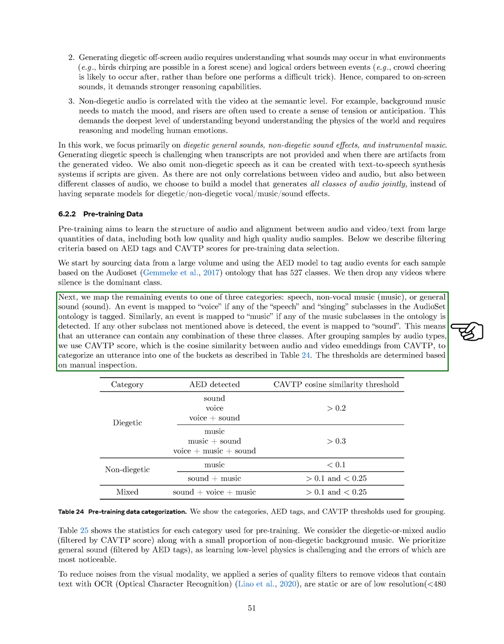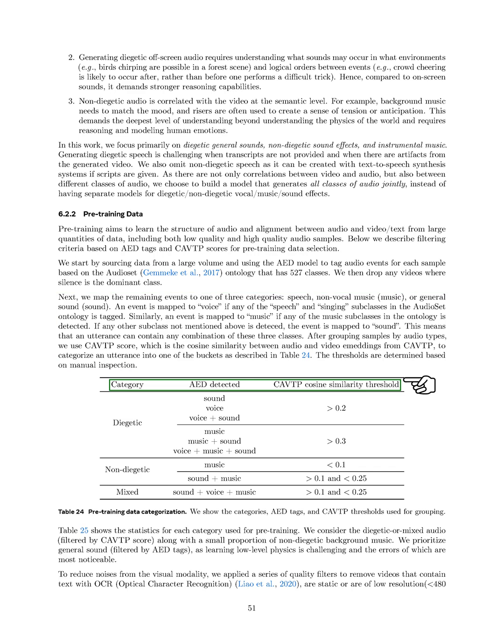After organizing the samples by audio type, we use the CAVTP score, which measures the similarity between audio and video embeddings, to further classify the utterances. We set thresholds based on manual checks. We focus on diegetic or mixed audio, filtered by CAVTP scores, along with a small amount of non-diegetic background music. We prioritize general sound, as learning low-level audio physics can be difficult and errors are more noticeable.